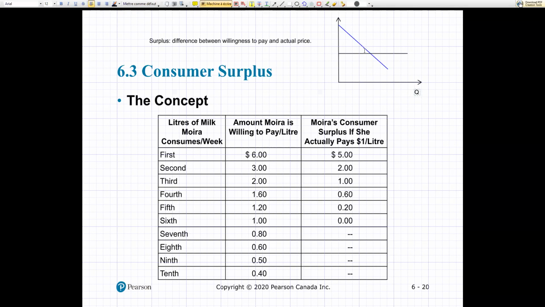Okay, quantity, price. This is the actual market price. I'm going to label this P star. And this is the marginal willingness to pay, or the demand. And of course, the surplus is here.